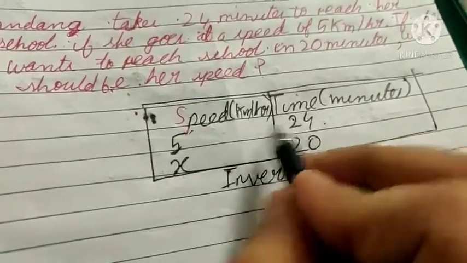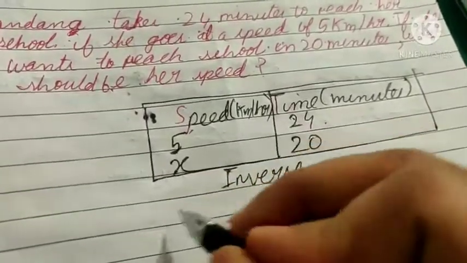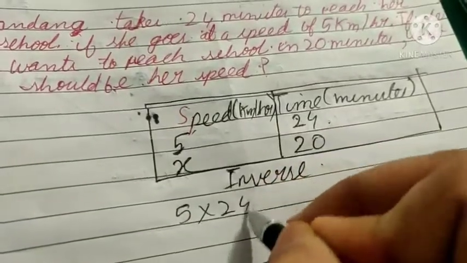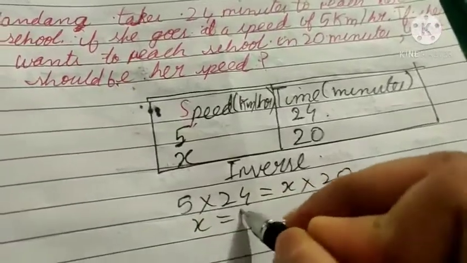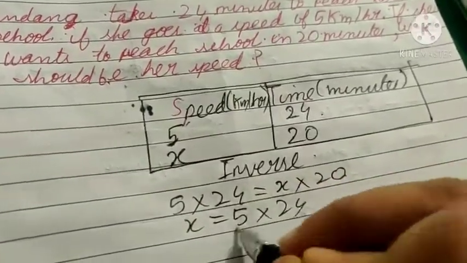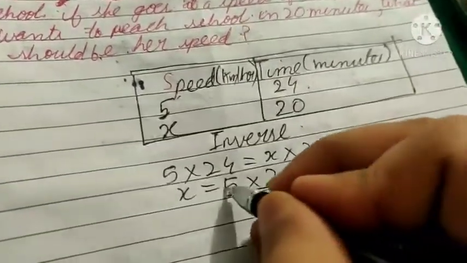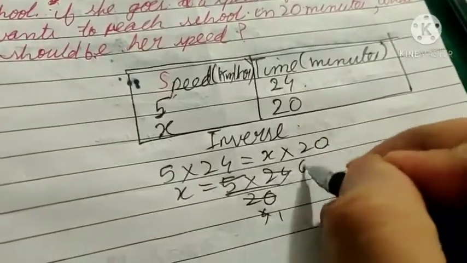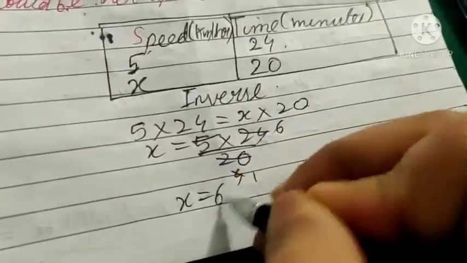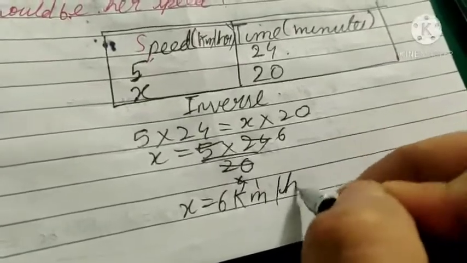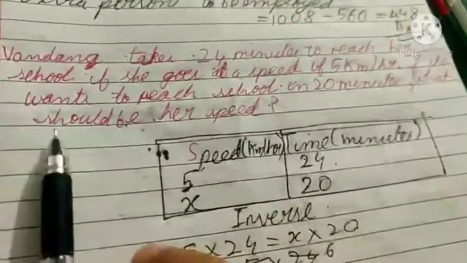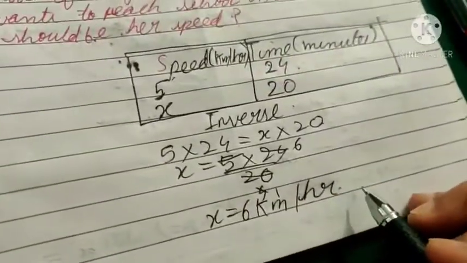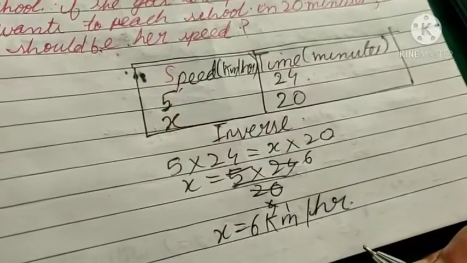We did multiplication and then this multiplication. 5 into 24 is equal to x into 20. So x is equal to 5 into 24 upon 20. It is 4, it is 6. So x is equal to 6 km/h. So this is our speed. We had to calculate what should be her speed. So 6 km/h should be her speed to reach from one point to another.